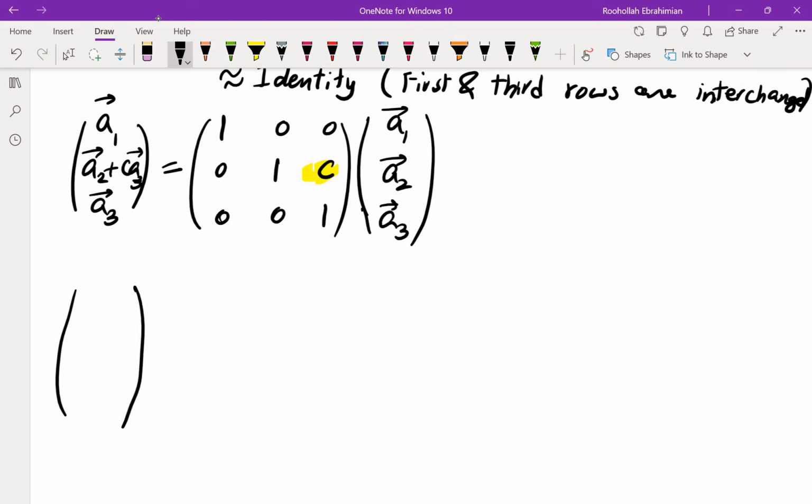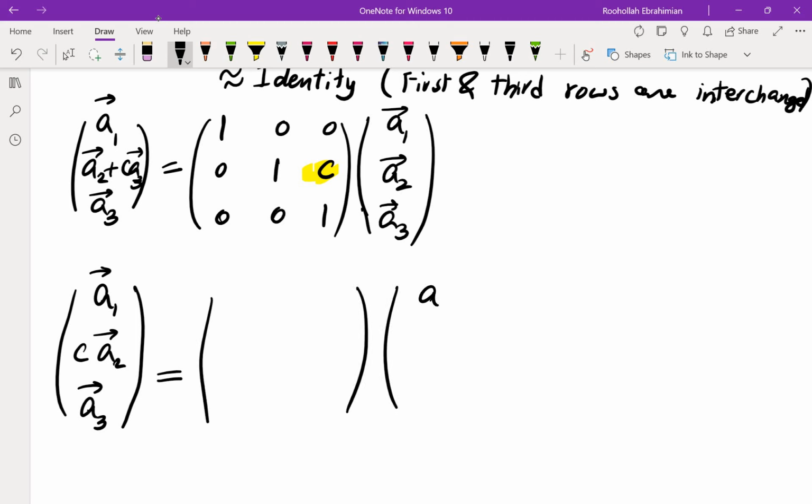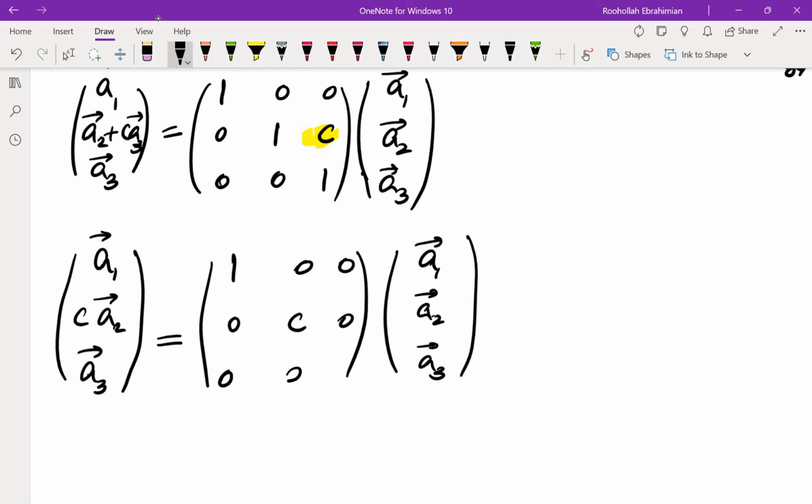The next one is a scalar multiple. If I keep A1, multiply the second row by C, and keep the third row, this is like multiplying A1, A2, A3 by 1, 0, 0, which doesn't change the first row, then 0, C, 0, which replaces the second row by C times the second row, and the last row becomes 0, 0, 1. This is also another matrix that is very similar to the identity matrix.